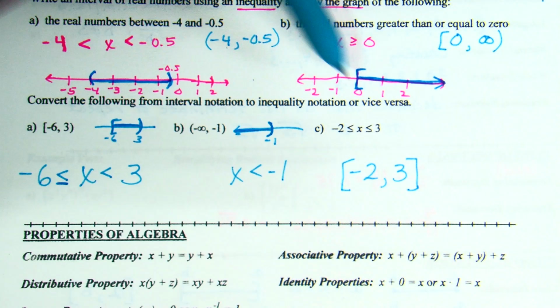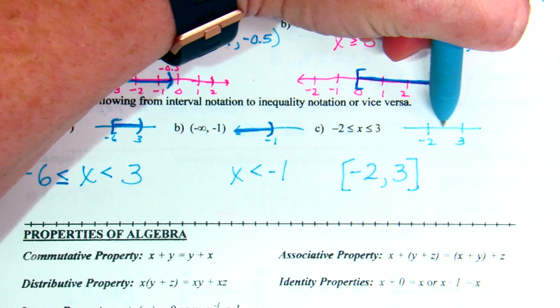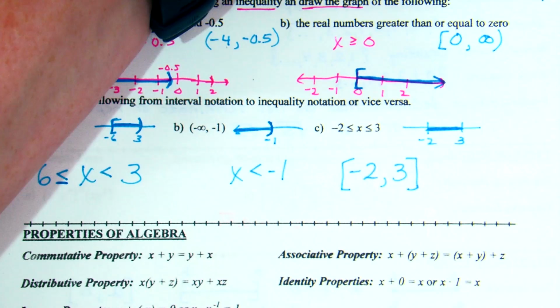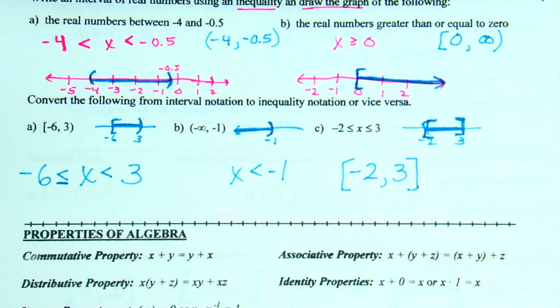Okay. The idea is, where is the shading here? The shading on this is between negative 2 and 3, isn't it? Because it's an AND statement, the shading is between, and so that's why my interval is the type with x in the middle. Okay. Think you can handle that a little bit in homework? Hopeful, maybe. Okay.